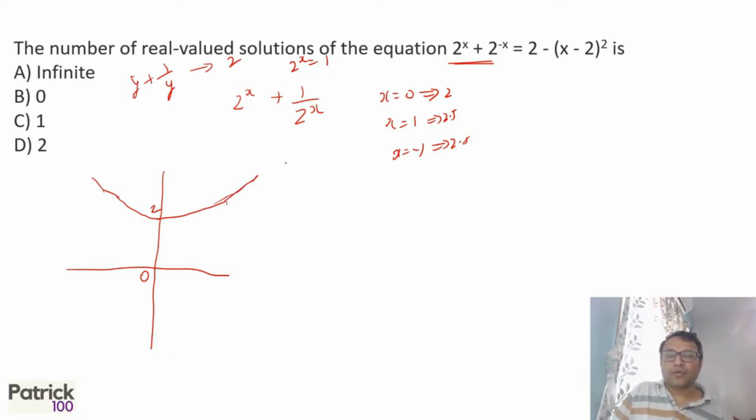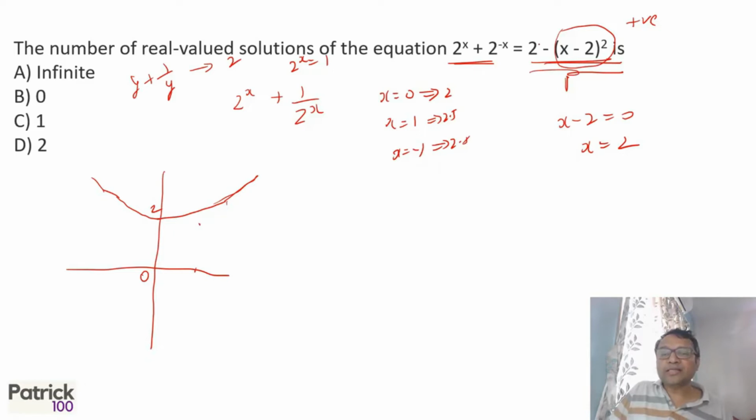If you look at right hand side, the maximum value is 2 because x minus 2 the whole square is always positive. So 2 minus something will always be less than 2, except when the whole value is 2. And when will the whole value be 2? When x minus 2 is 0 or x equal to 2. So only at x equal to 2 it is 2. Otherwise in all the other cases less than 2. Which means they both cannot be equal at any point of time. That means the number of solutions is 0.